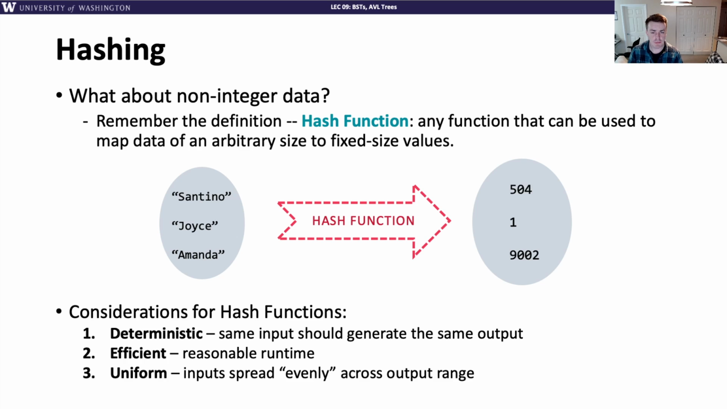We want them to be efficient. If we want our hash map to always be running in theta of one time, we want our hash function to also be really fast.